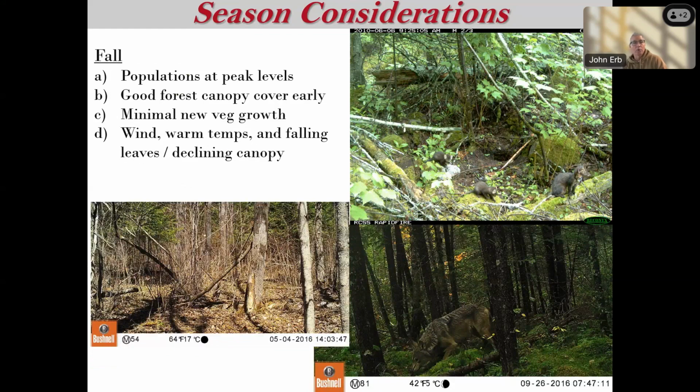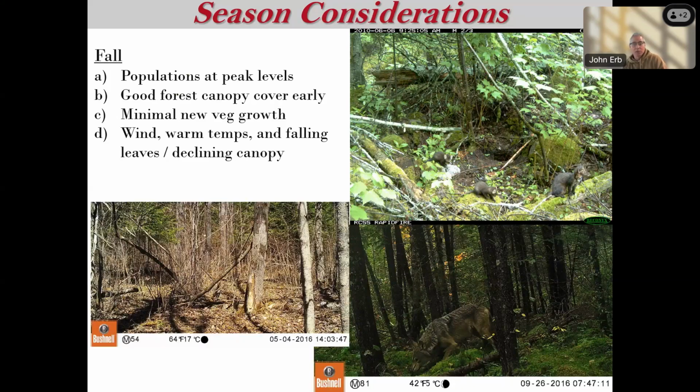Fall populations: these young martens on the right, while they're not mobile earlier in the summer, by fall they're all out moving around. So populations of detectable animals are at peak levels. The bottom right photo shows a good canopy cover, so you're less concerned with shading, shadows, things like that. Nice picture of a wolf in a shaded forest. There's not a lot of that new vegetation growing in the fall like there was in the spring.